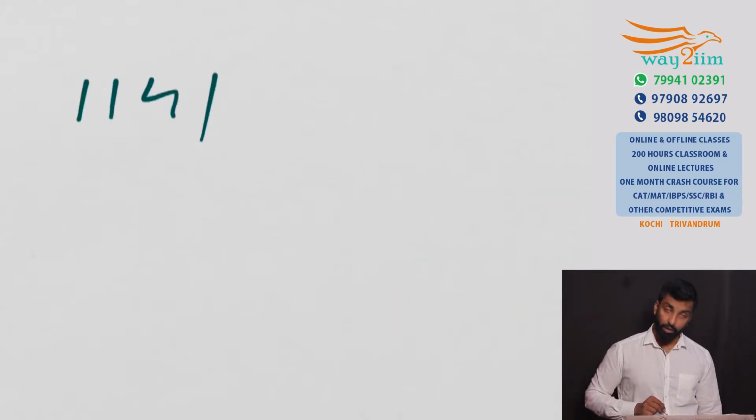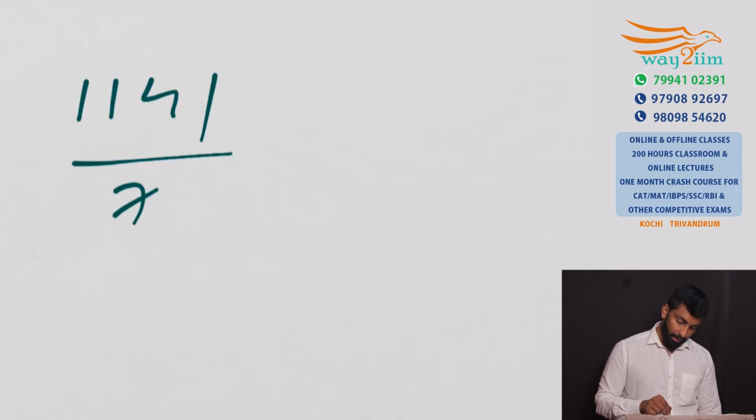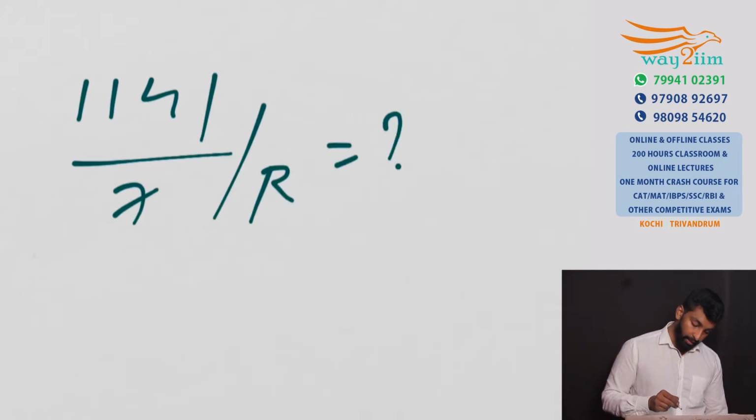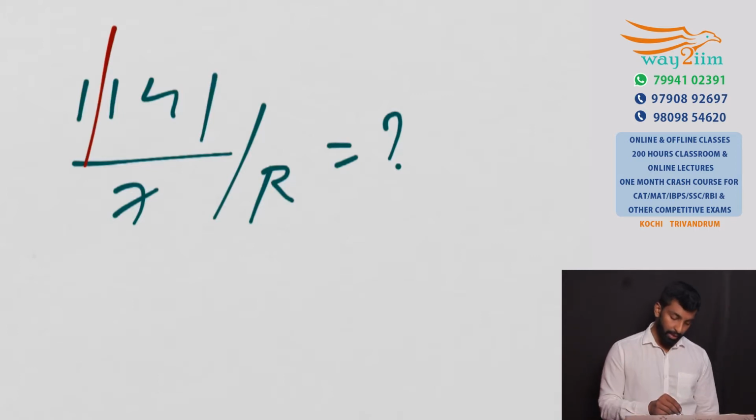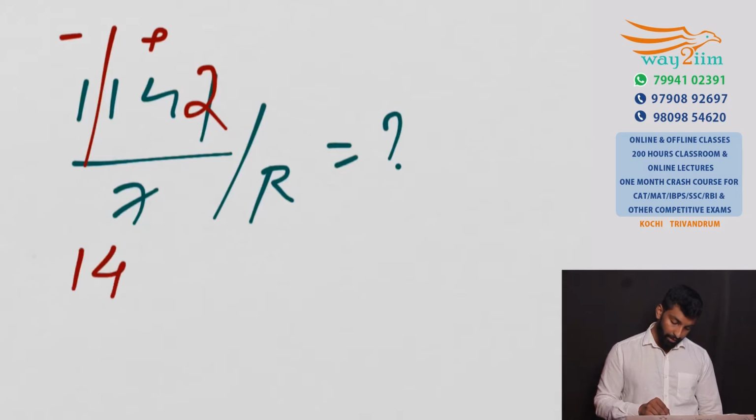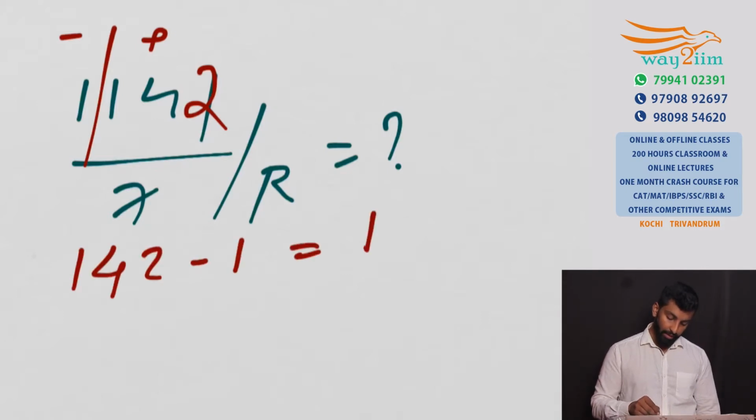Or if you want, let's take a small number like 1141. Divide by 7, what is the remainder? This is just a small number to check, right? So what you will do, you will divide it into a group of 3, so you can only get one group. Or let's take this as 1142. You'll get only one triplet. So what you need to do, you will divide it like this only. 142 minus 1, you will get 141.